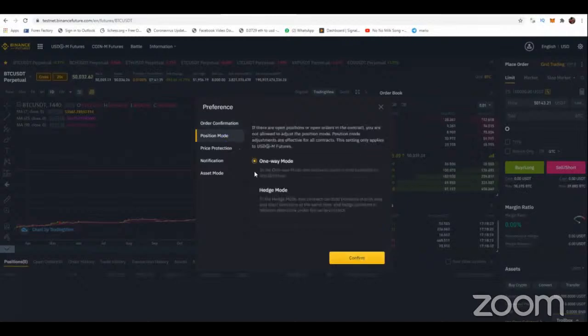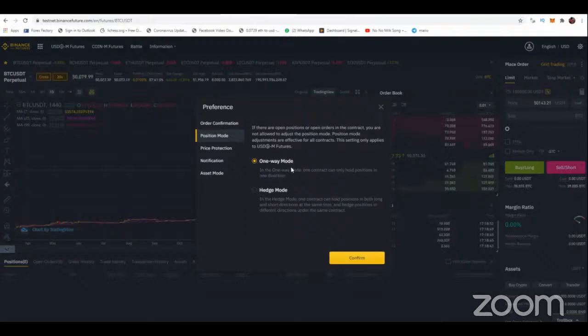And then position mode. Under this position mode, you can see right here we have one-way mode already selected for us, and then the hedge mode. Now the difference between the two is very simple. Under the one-way mode, it means that if you are in a long position, you are buying Bitcoin, and you want to take another position, you can only take a buy position because you have selected a one-way mode.